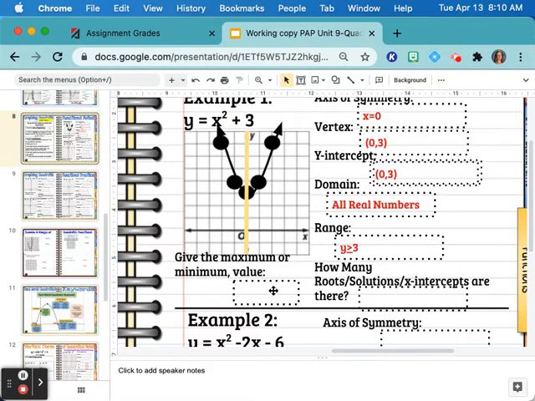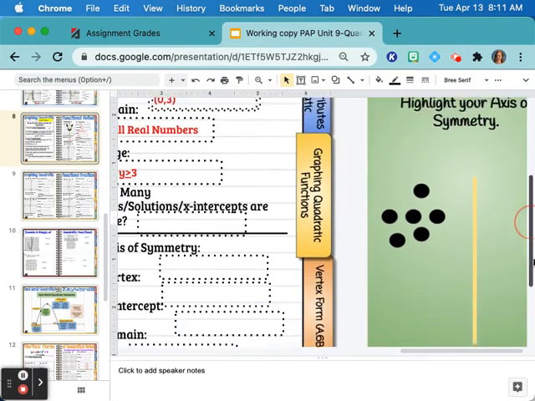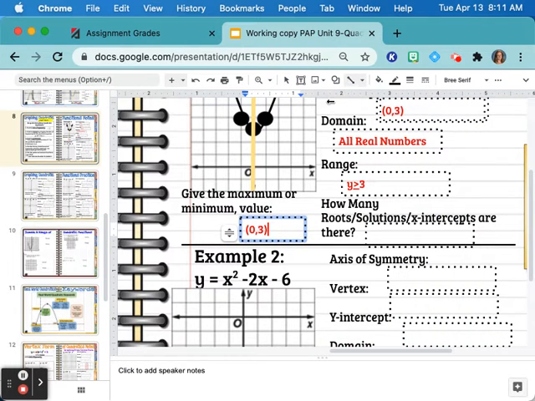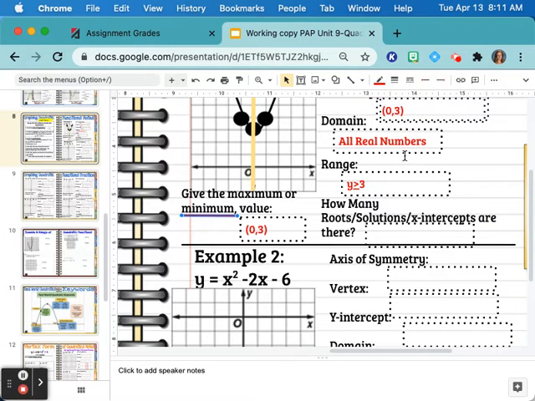Give the maximum or minimum value. So that is our vertex. So this would be the 0, 3. And what is it? Maximum or a minimum? Minimum. So we need to circle that or underline it. I think I can just underline it. It's a minimum. So I just underlined minimum so that we know it is a minimum value.